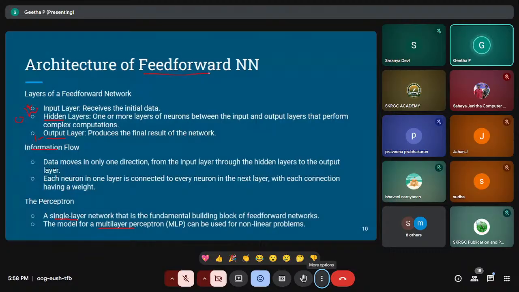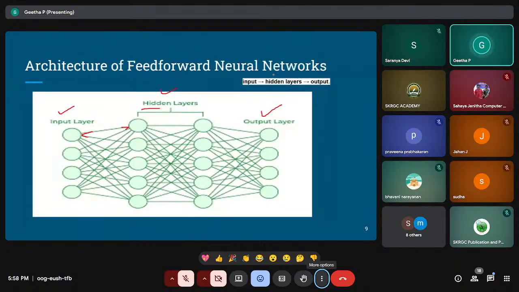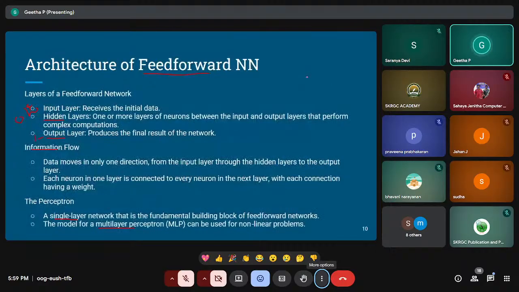So the input goes to the hidden layer, which performs the activation functions, and finally gives the results to the output layer. This one-way movement of information is why it is called feed forward, the forward direction.